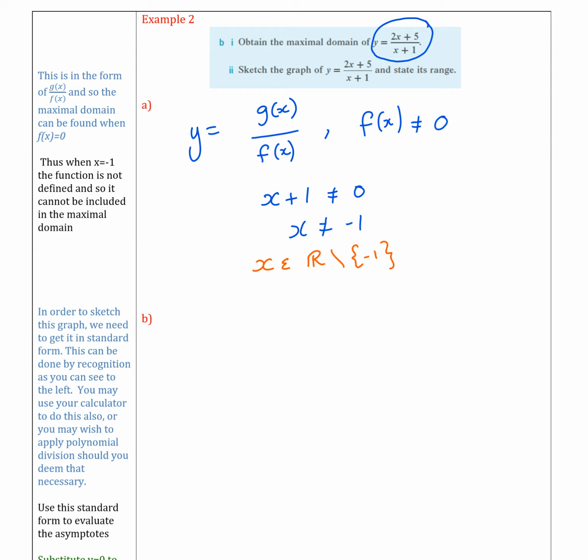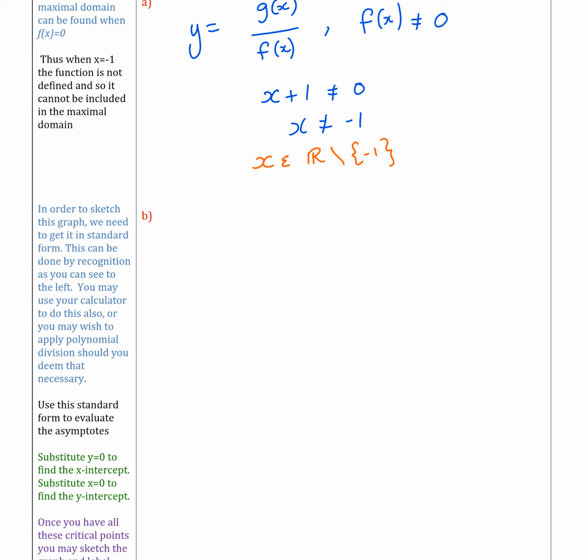So we're then asked to sketch the graph of this function and also state its range. Well, I have no way to sketch the graph when it looks like that, so instead I'm going to practice actually dividing this through. So you remember from last year, if I had 2x plus 5 divided by x plus 1, we can go about doing this with polynomial division.